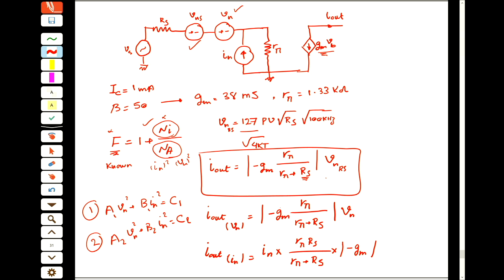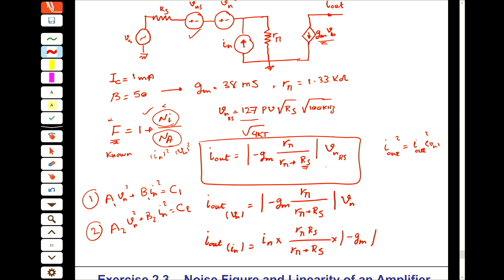For the In squared and Vn squared, should we use the I out for In? I mean, when we have multiple sources of noise, we can say that I out squared is I out of Vn squared plus I out of In squared. So basically it is the summation of those two outputs. True. Similar for the voltage. Yes.